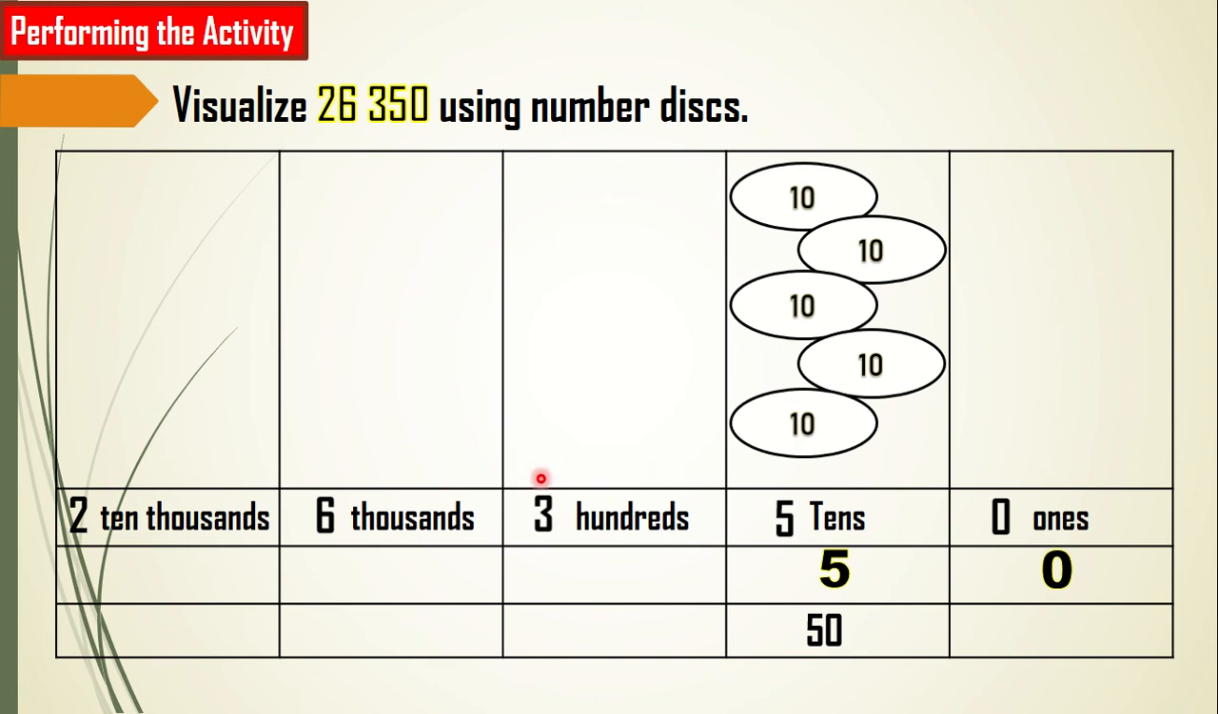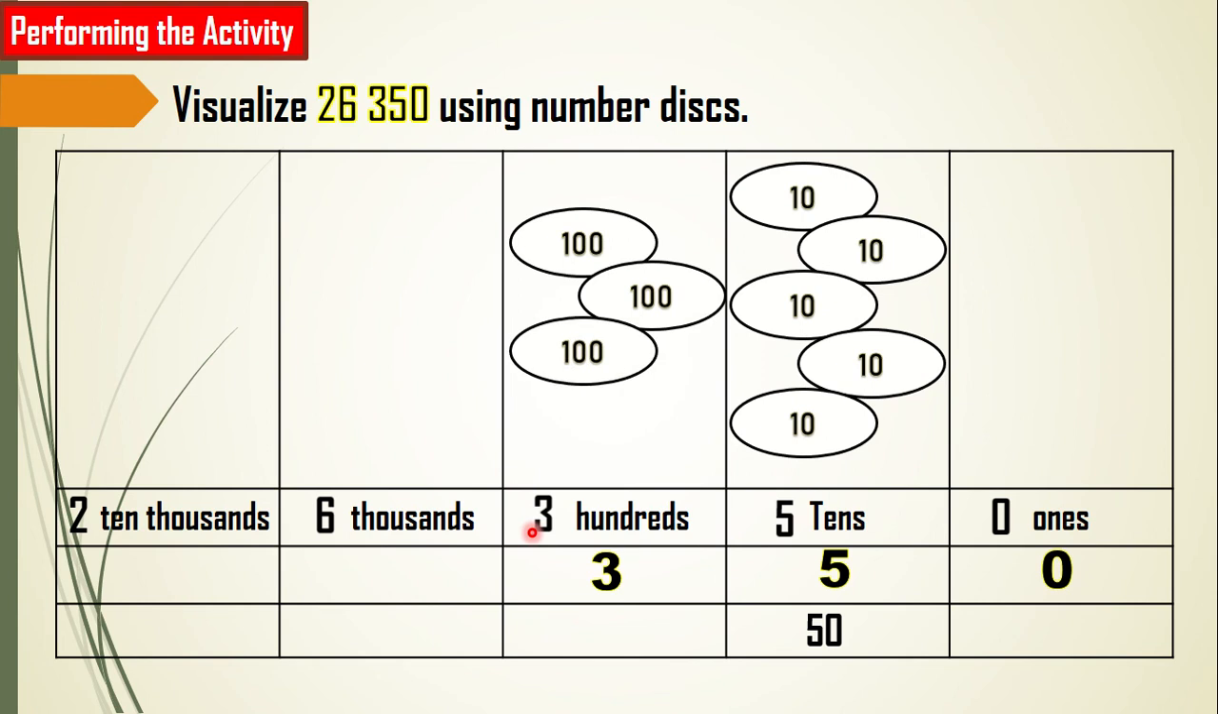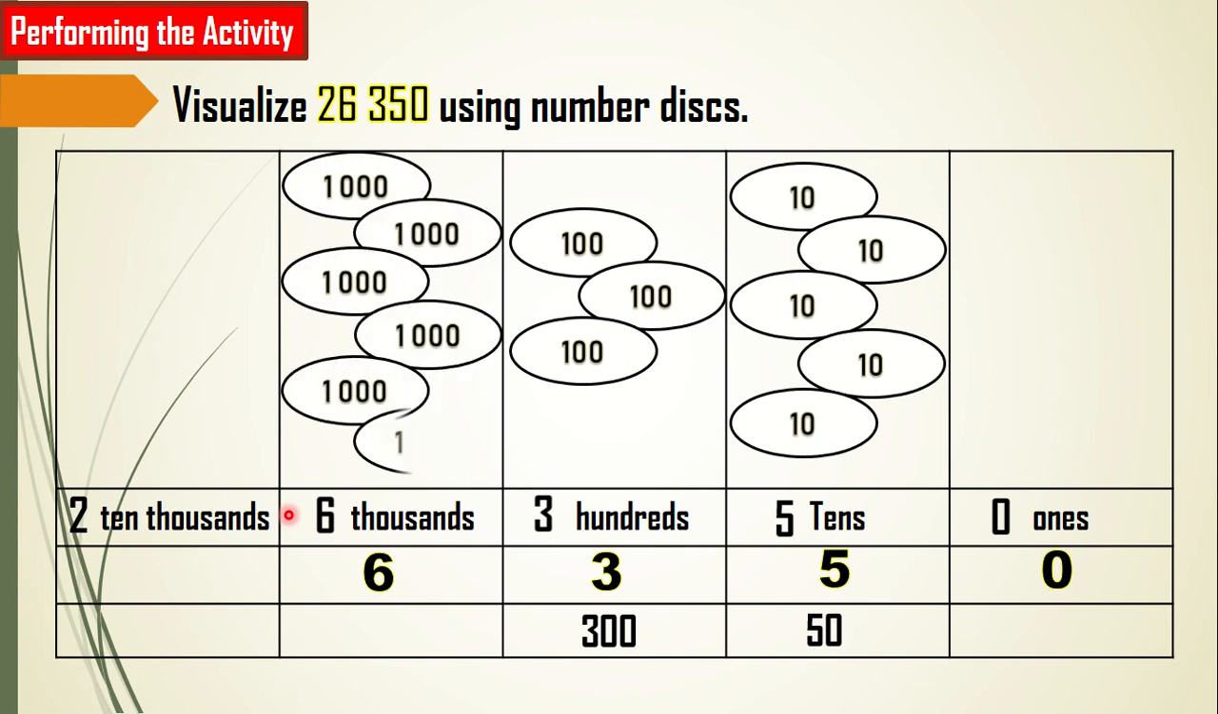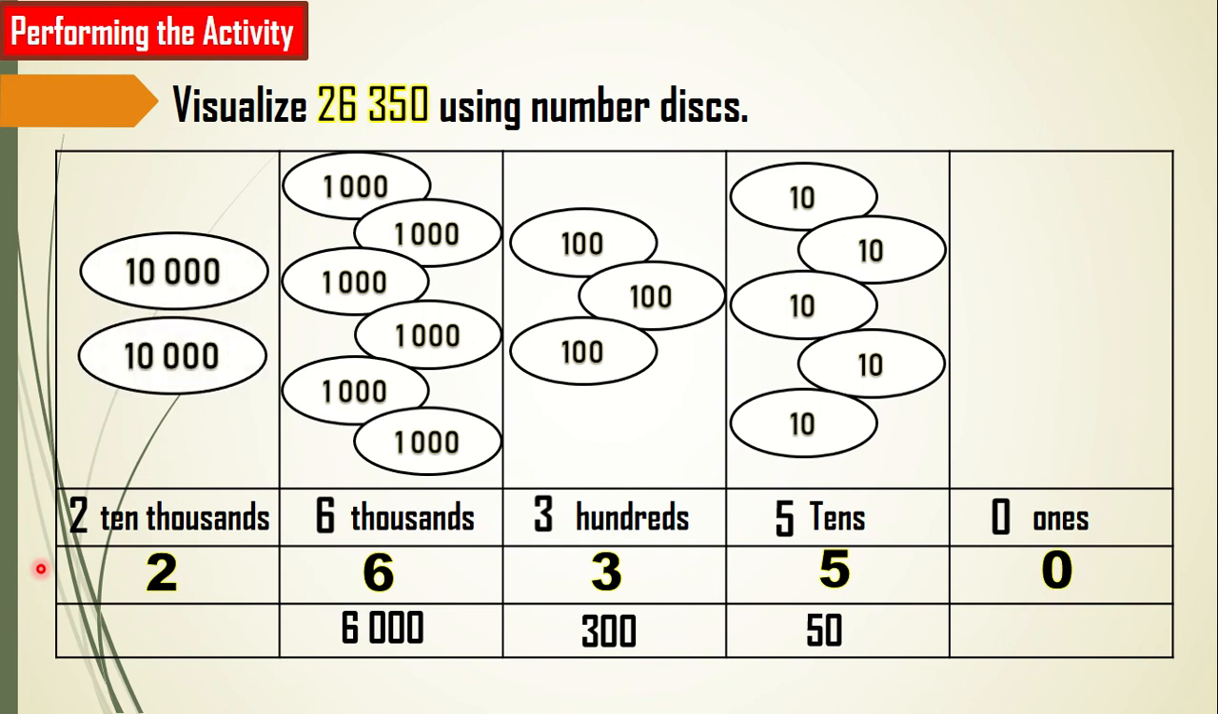How many 100 discs do we need? We need 3 100 discs. 3 100s is equal to 300. How many thousand discs do we need? We need 6 1000 discs because it is equal to 6,000. How many 10,000 discs do we need? We need 2 10,000 discs. 2 10,000s is 20,000.